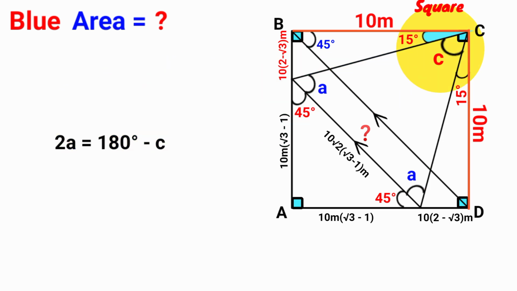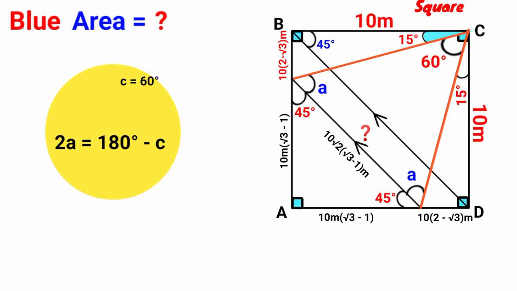Now if you look at this whole angle BCD, it is a right angle, but we have this to be 15 degrees, and this is also 15 degrees. Therefore, this C will be 90 degrees minus 15 degrees minus 15 degrees. Minus 15 degrees minus 15 degrees is minus 30 degrees. 90 degrees minus 30 degrees is 60 degrees. So C equal to 60 degrees. That is, this angle is 60 degrees.